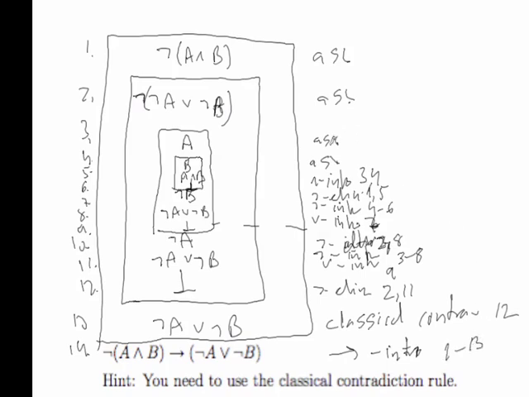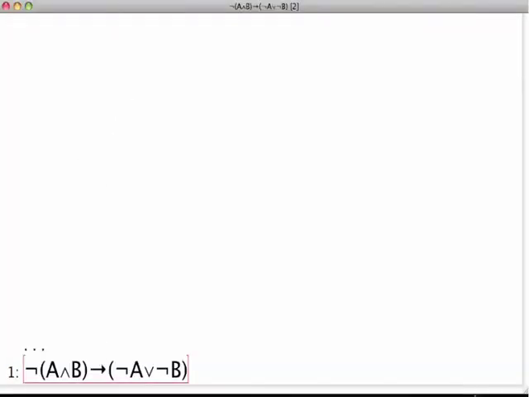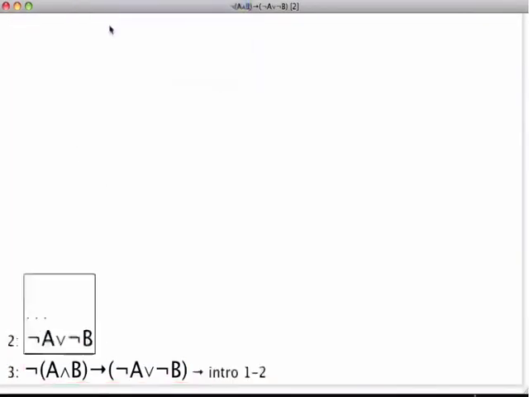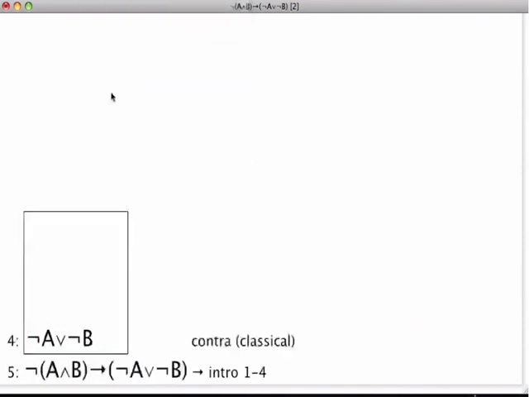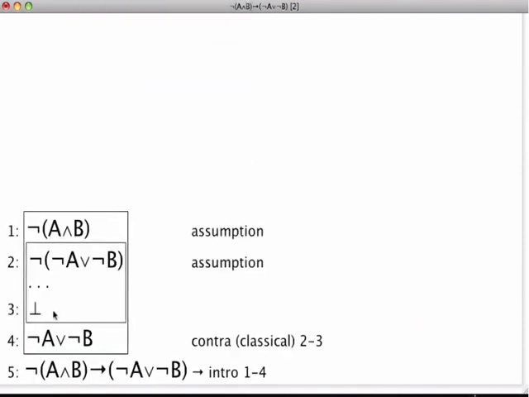It's a bit messy here, so I will immediately do a Jade proof. Let's see if we get even 14 lines. I managed to mess it up, but I think we will get the same proof essentially. Now let me do it in Jade. So far so good. And here is when we use the classical contradiction rule. And then we said, okay, we have a contradiction here. How do we get that contradiction?